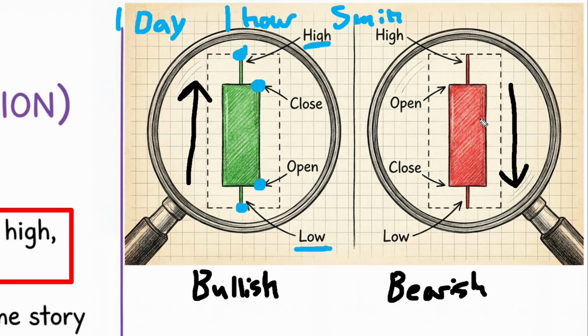Remember, the price falls during the candle, so it opens up here. Before the candle is over, for example before the day is over, the price is down here. The lowest spot the price reached was down here, and the highest spot the price reached was up there.